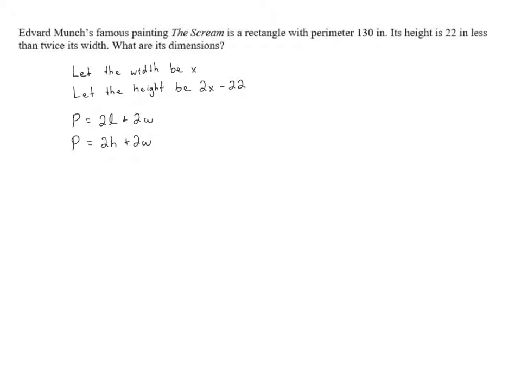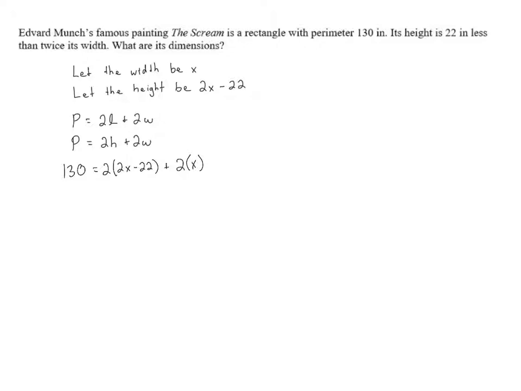Now we can substitute in all the given information. The perimeter is 130 inches, so the left-hand side will become 130. Then on the right we have 2 times the height, but the height we said was 2x minus 22. So 2 times the height will be 2 times 2x minus 22. Then we also have plus 2 times the width, and the width was x, so that'll be plus 2 times x. And now we have an equation that we can solve for x.